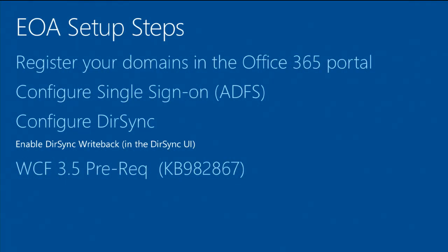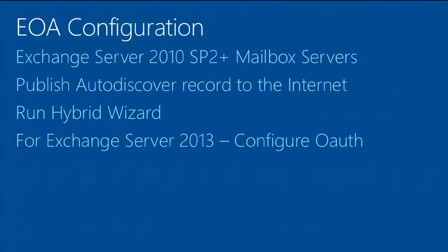In addition, you're required to install the hotfix. The KBA is on the slide, KB 982867. A lot of customers forget to do that, so it's important to remember to do that. Now, Exchange Server 2010 SP2 mailbox servers, SP2 or later, you'll also require to publish auto-discover. You need to have a working auto-discover configuration. And if you want to test this, the tool to use is, anybody?